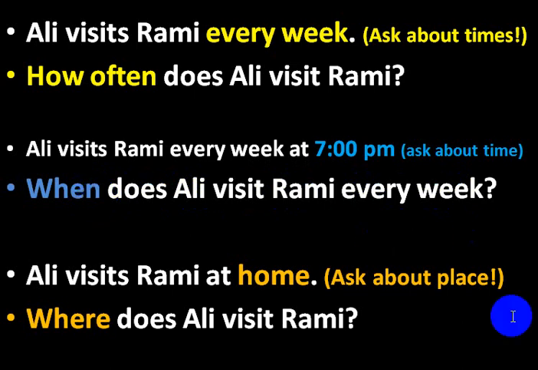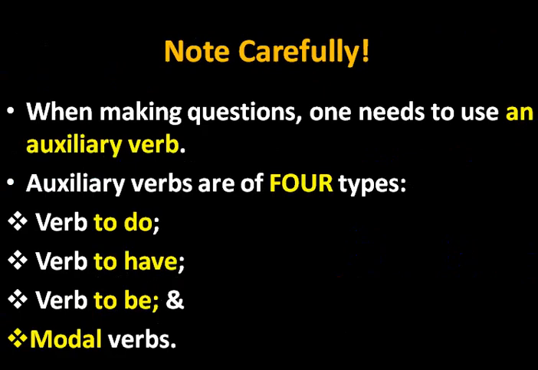See? In the last example also we have what? Ali visits Rami at home. Ask about place, home. I have to use which WH question? Where. Okay, so here we have where. Again, after the WH question comes what? Comes the auxiliary verb. Where does Ali visit Rami? Does. Why do I use does? Because the main verb is what? Simple present tense. So I have to use verb to do, and particularly does. Okay? Yes. Here we have a note to be taken into account, guys.